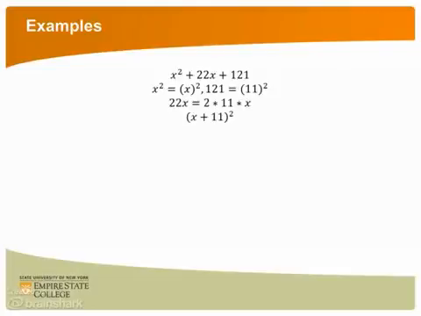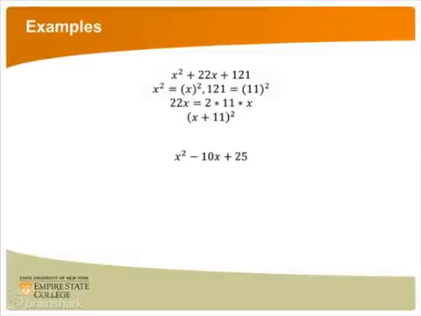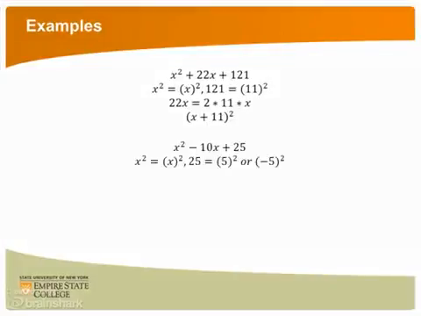But how does this process work with a minus sign in front of the second term? Let's find out. Suppose we want to factor x squared minus 10x plus 25. X squared still equals x squared, and 25 is 5 squared. But 25 could also be factored as negative 5 squared. We verify that 10x does equal 2 multiplied by 5 multiplied by x. Because we had minus 10x, we use the minus 5 option. So the factored form will be the quantity x minus 5 squared.